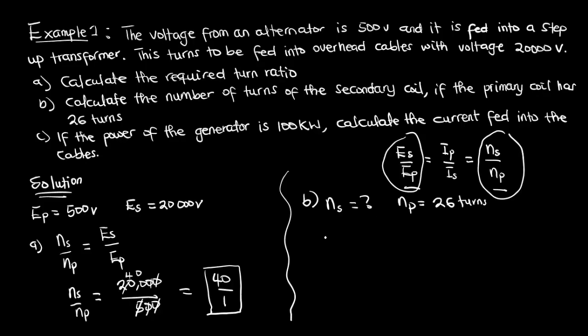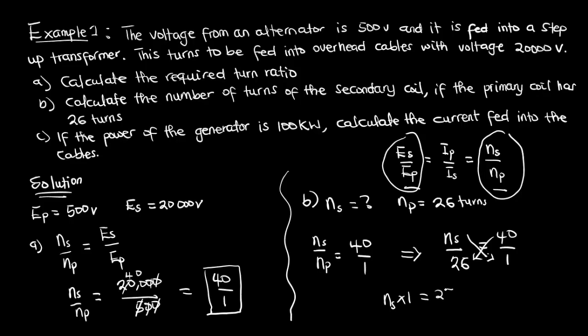Now we've already established that the ratio of NS to NP is 40:1 from the A aspect. So if that is the case, then NS, which we still don't know, we maintain, but our NP has been given to us as 26. So this will be equal to 40 divided by 1. From here we cross multiply. So I have NS multiplied by 1 is equal to 26 multiplied by 40.